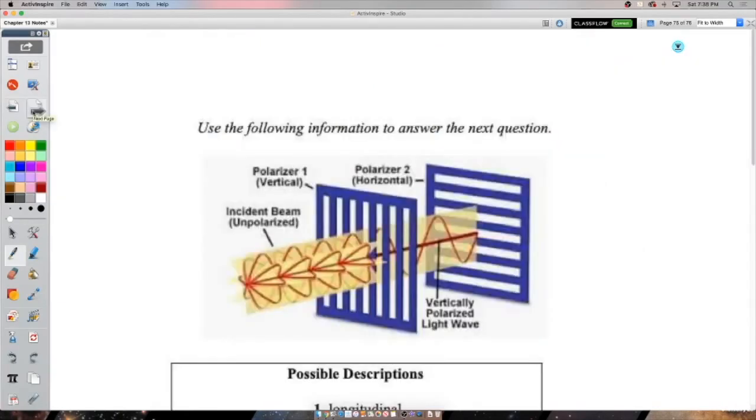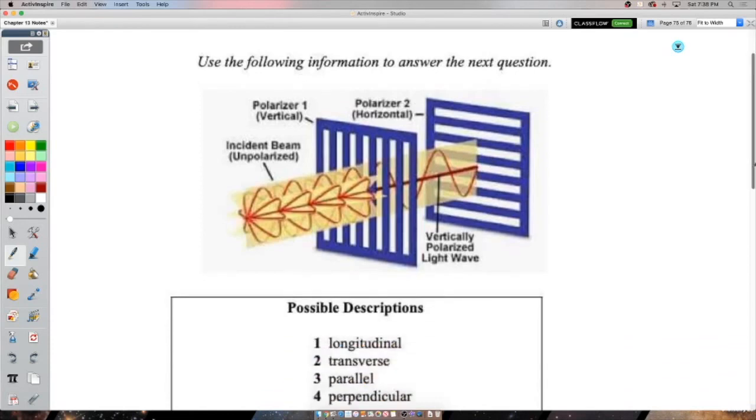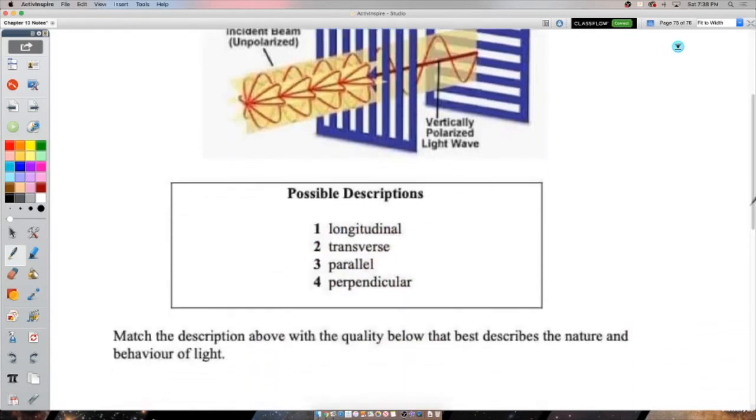Another picture here of some light being polarized. Again, they have just left off the magnetic fields for simplicity. The magnetic field still exists here. Light cannot propagate without its magnetic field component. Otherwise, you just have an electric field that does not keep going.